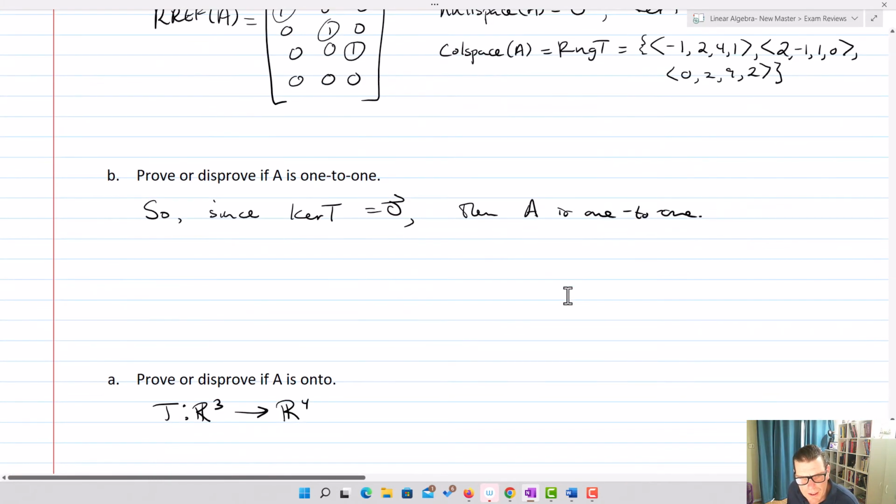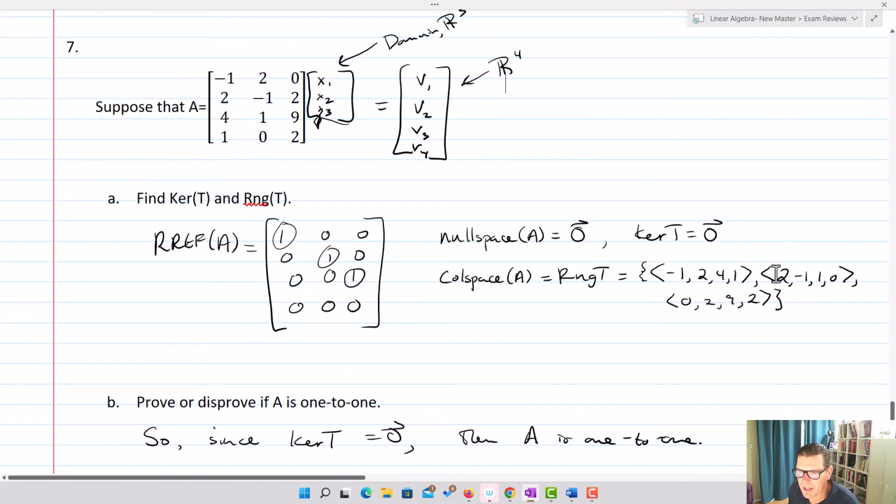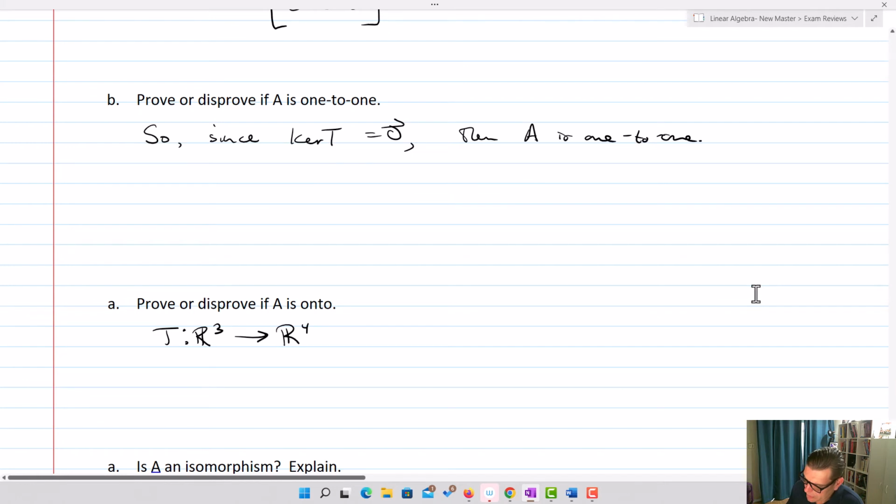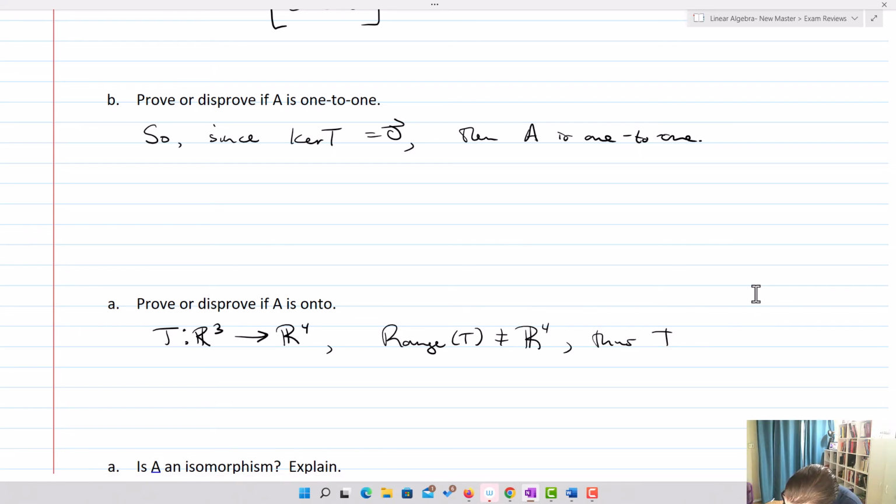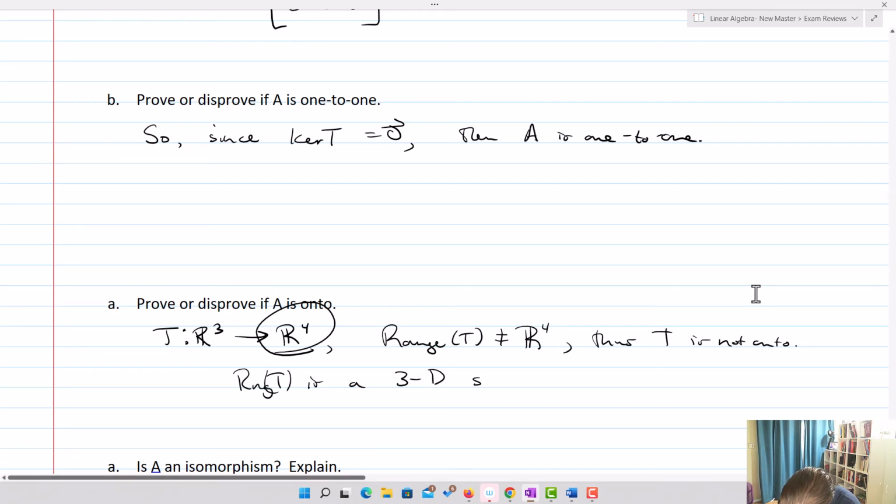And so, if we look here, what I've got is 3 vectors in that basis that are in R4. So that's actually not all of R4. So the range of T does not equal R4. Thus, T is not onto. So in order for T to be onto, we need that the range of the transformation is all of the codomain. Okay? And in this case, it is not. Range of T is a 3-dimensional subspace of R4.